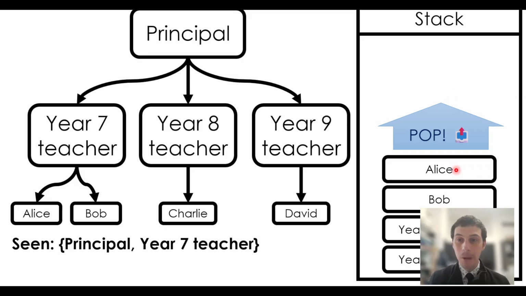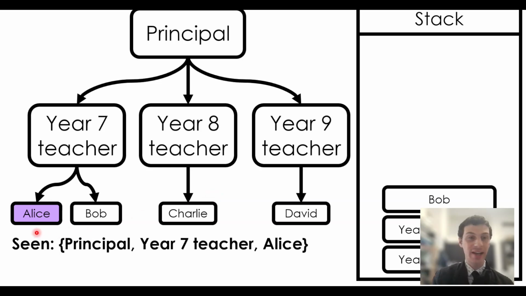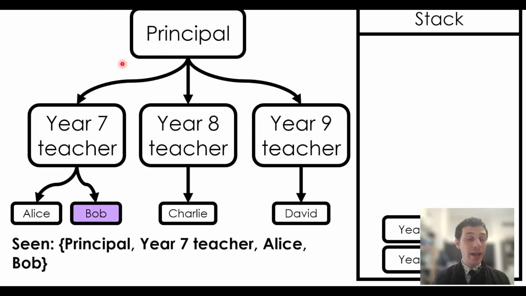Anyway, now we'll pop Alice off the stack. So we're looking at Alice right now. Go through all the children of Alice, of which there are none. Good. We'll pop Bob off the stack. So we're looking at Bob right now. Any children of Bob? No.